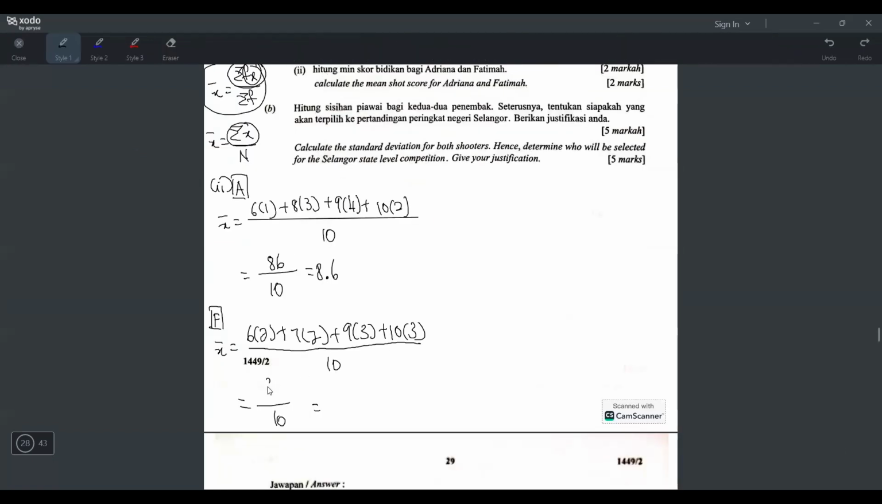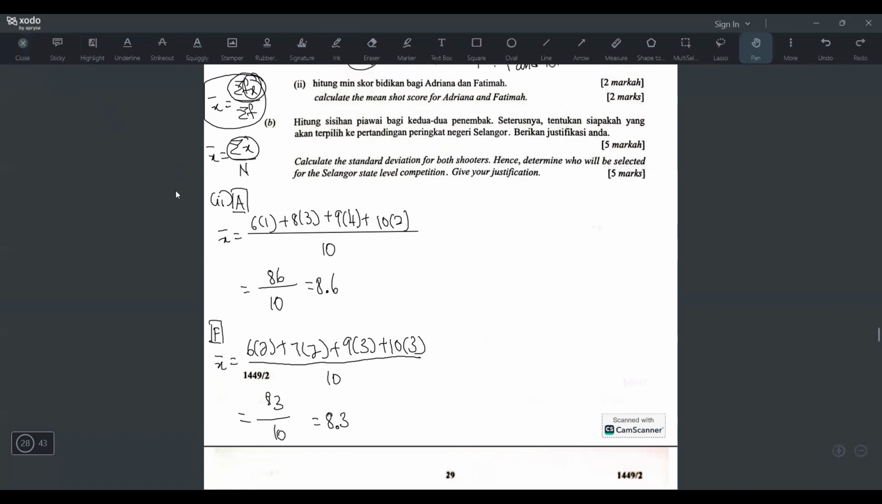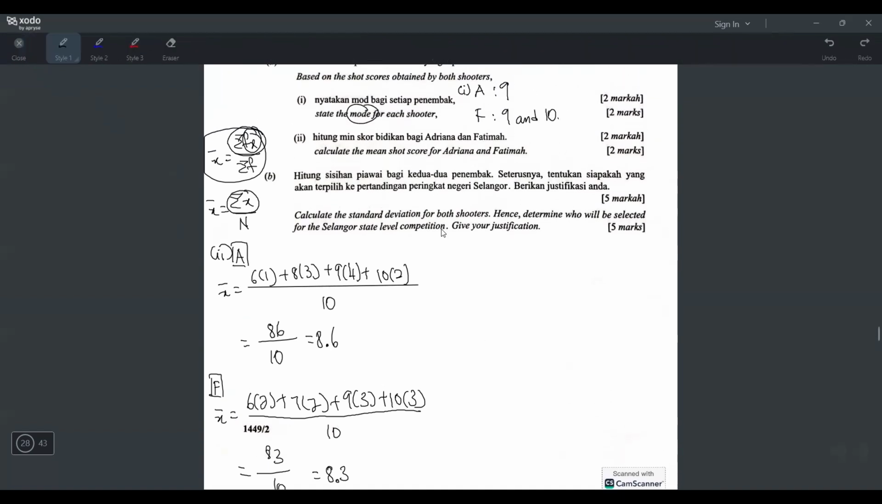Okay, if you press all this correctly, you'll get 83. And then divide by 10 is 8.3. Okay. Alright, the mean is done. Now we can do B. Okay, so B, I'll do it here. So 1 is done, 2 is done.